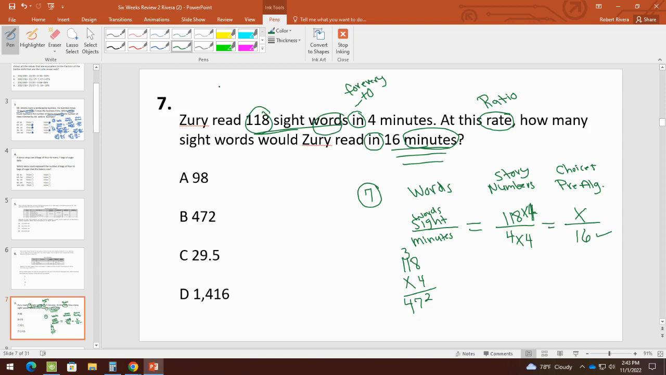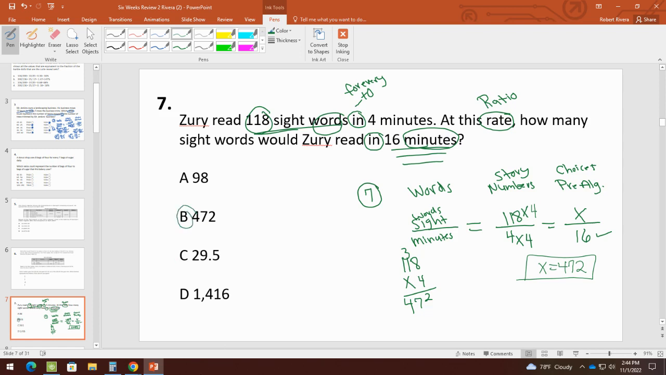Okay, let me erase it, because some of you might get confused in the video. Let me erase this 4. This is an ugly 4. Let me rewrite it again. 118 times 4. We already did the work here on the side, so that will be 472. So guess what? X becomes 472, which tells me that it's going to be letter B.